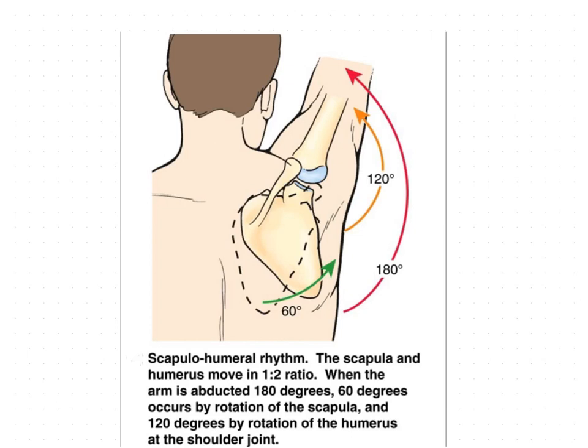The shoulder complex consists of 3 anatomical joints and 2 functional joints. The 3 anatomical joints are the sternoclavicular joint, the acromioclavicular joint, and the glenohumeral joint, whereas the subacromial joint as well as the scapulothoracic joint are the functional joints. All together they are called the shoulder complex.